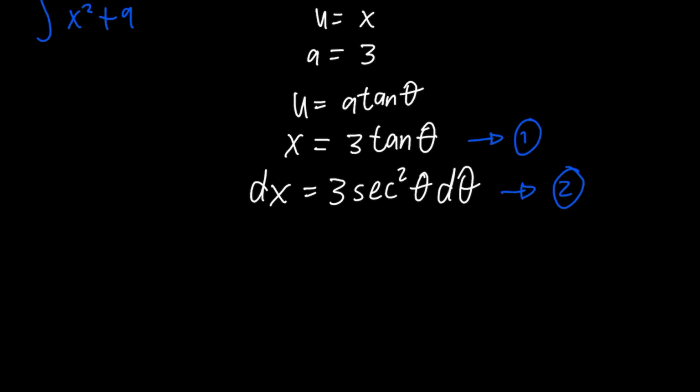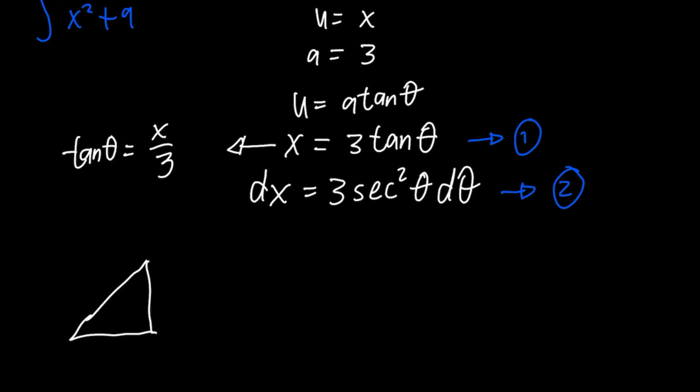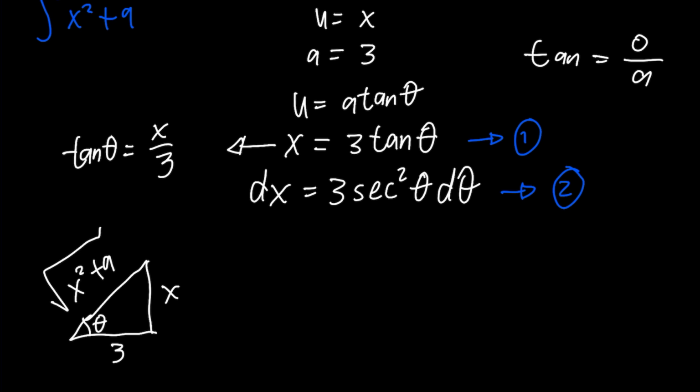Then we're going to form a right triangle. Let me rewrite this as tan theta is equal to x over 3. Remember that tan theta is equal to opposite over adjacent. So x will be the opposite, this is our theta, and 3 is the adjacent. So our hypotenuse will be the square root of x squared plus 9.